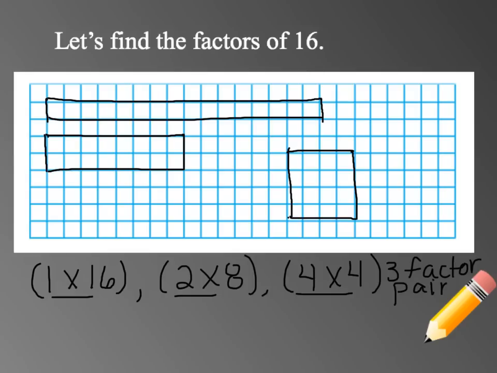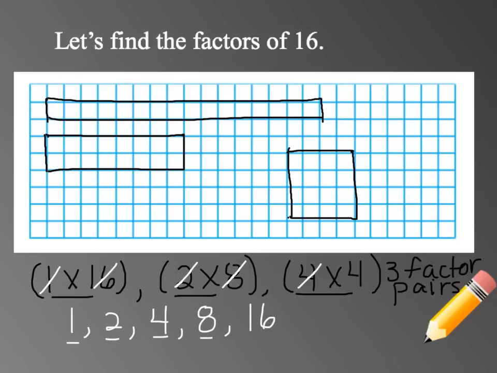But how many factors are there of 16? I have 1, 2, 4, 8, and 16. I don't have to list the 4 twice. It's already here. So how many factors are there for 16? 1, 2, 3, 4, 5. There are 5 factors of 16.